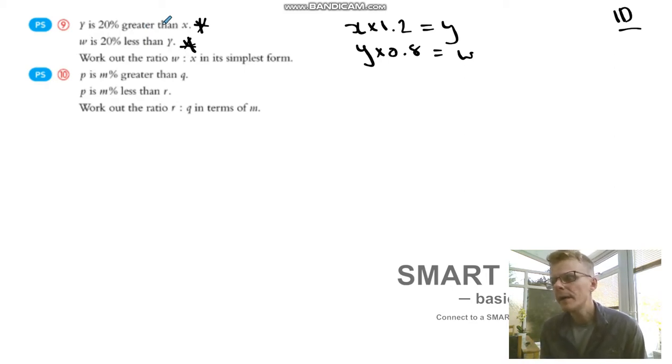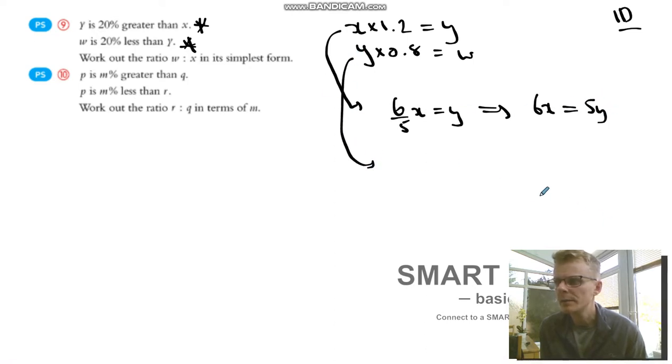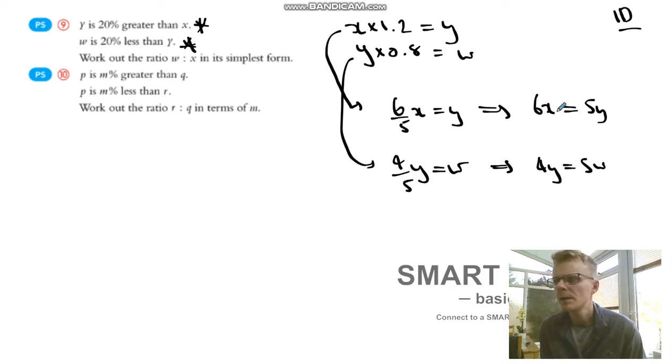Then, not obviously, I guess, but let's change these into some nicer numbers. So this statement here, let's bring it down here. I could write 6/5 of x equals y, and then I could rewrite this as 6x equals 5y. Similarly here, I could write 4/5 of y equals w, which implies that 4y equals 5w. So now we have these two equations.